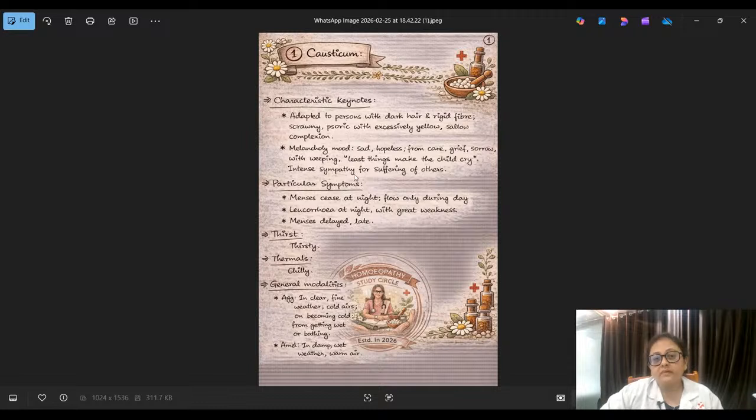Okay, next, particular symptom. Menses ceases at night. This is very characteristic of Causticum. Flow only during the day.